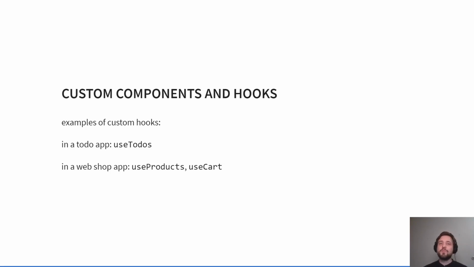And as for custom hooks, we could define a useToDos hook, which manages an array of to-dos. Or in a web shop application, we could have a hook named useProducts, which manages the data of the product catalog, and a hook named useCart, which manages the content of the shopping cart.